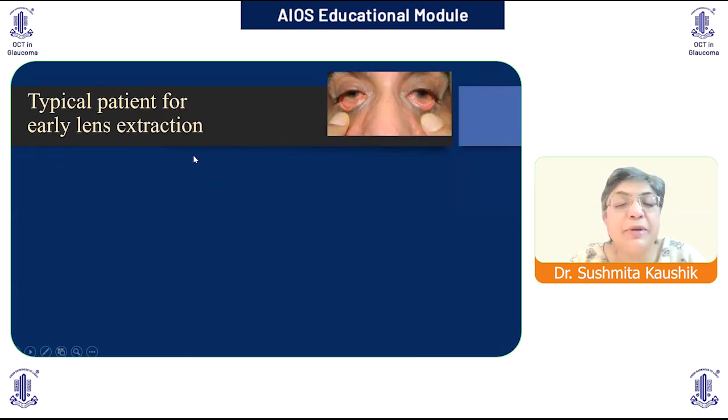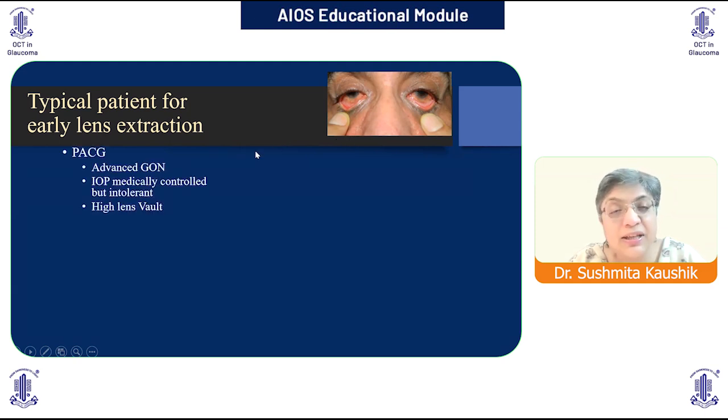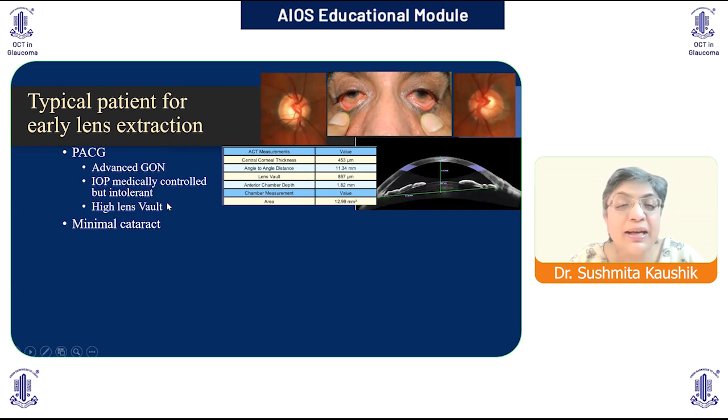Now, this would be a typical patient for early lens extraction. Look at his ptosis. This is drug allergy or preservative allergy. He's sick of his anti-glaucoma medications, which he's probably had for years and years and years. Advanced glaucomatous optic neuropathy, medically controlled but intolerant to medication, and again a high lens vault.